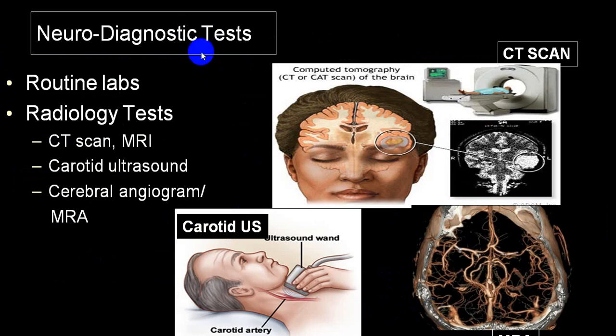So in neurodiagnostic procedures, you can go for CT initially without contrast, and then if required you can go for CT or MRI angio. Carotid ultrasound will give you an idea regarding atherosclerotic changes in the carotid artery and thromboembolic phenomena. If a cerebral angiogram is done with MR angio, it will give you the best idea regarding the vascular pathophysiology.